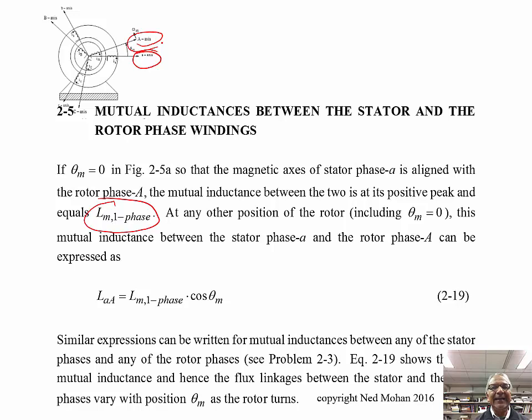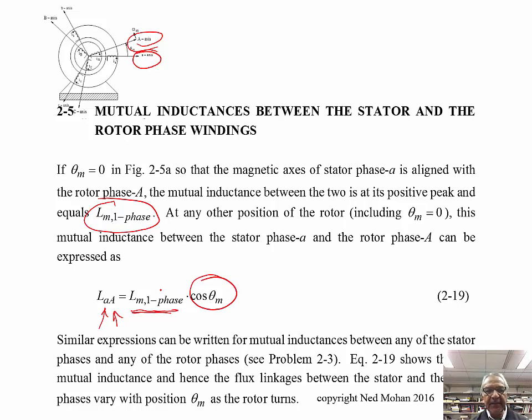But if they're at an angle theta sub m, as is the case, then the mutual inductance between stator A phase and rotor A phase would be this Lm single phase times the cosine of theta sub m, as is given here.